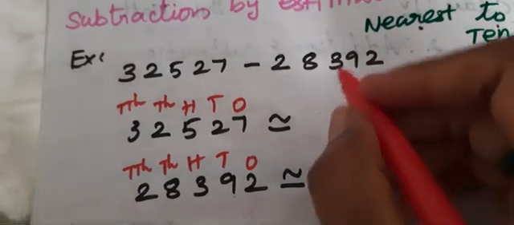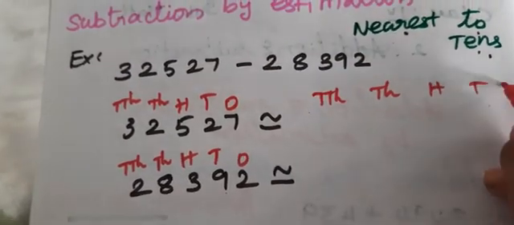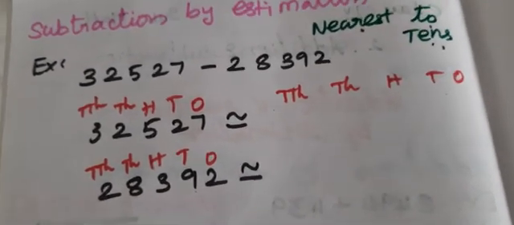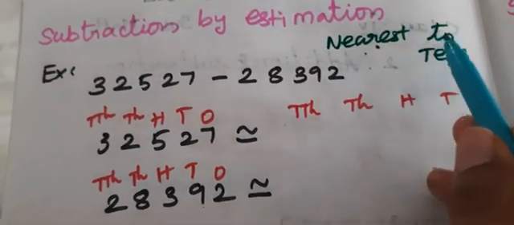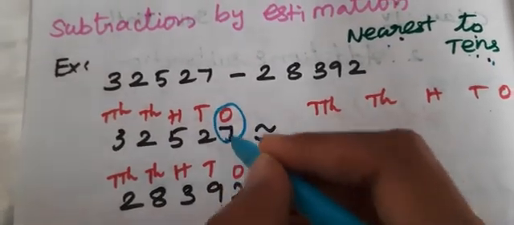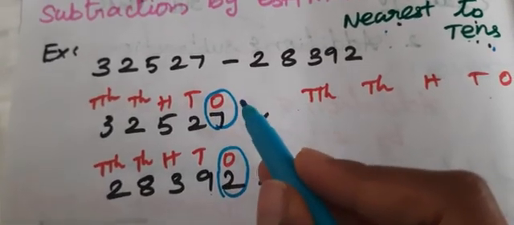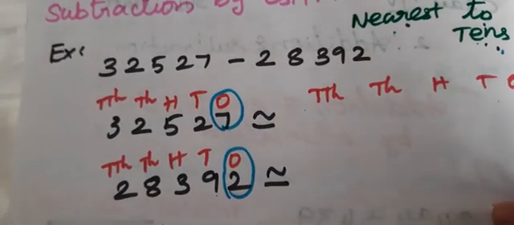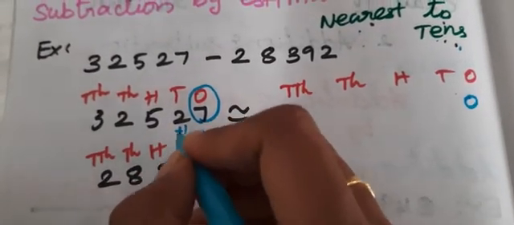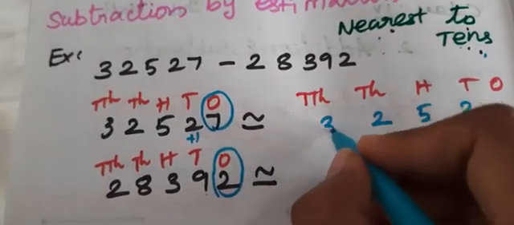Here also you commonly have to write the places. This is the nearest to tens. Nearest to tens means which digit are we going to observe? Yes, the ones place. Circle that ones place. So what number is here? 7. 7 is more than 5. So in this case you have to write 0 in ones place and add 1 in tens place. It will change to 3.